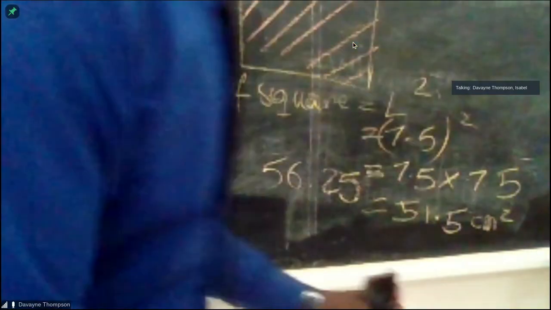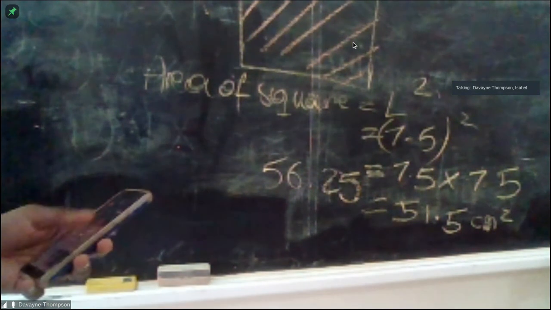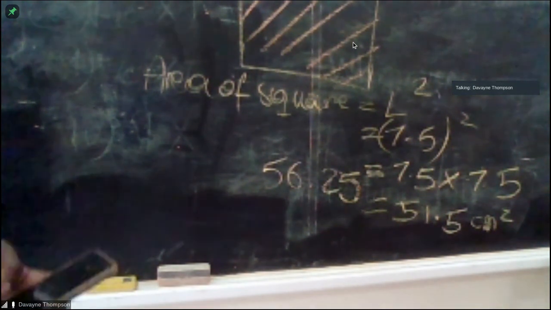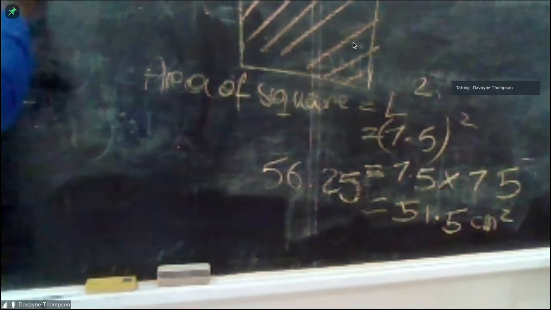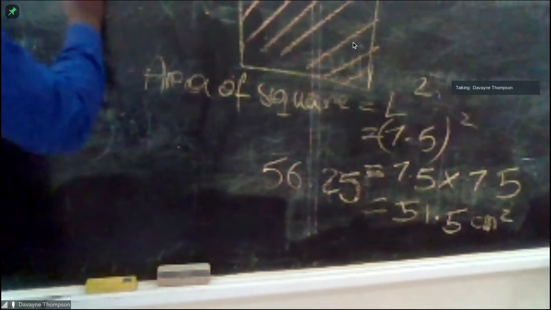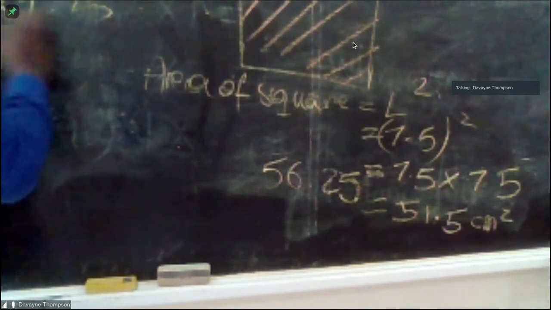So we have two choices. We have two answers, and let's see which one is correct. So I'm gonna go with Isabel's. No, you need to prove it firstly. Work it out. 7.5 times 7.5. Let's work it out over here.